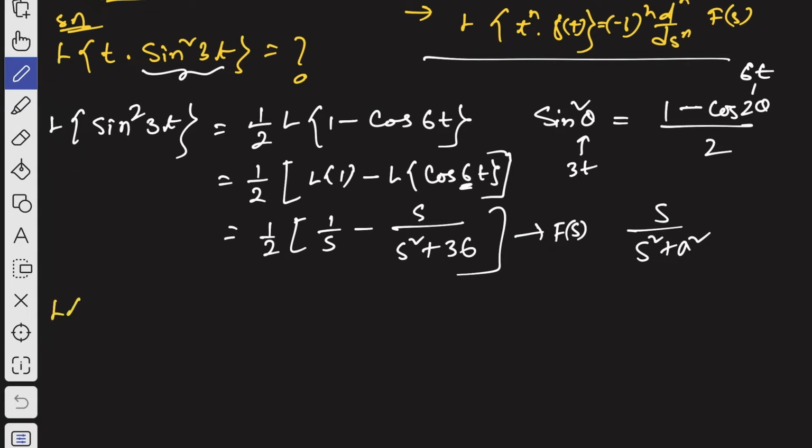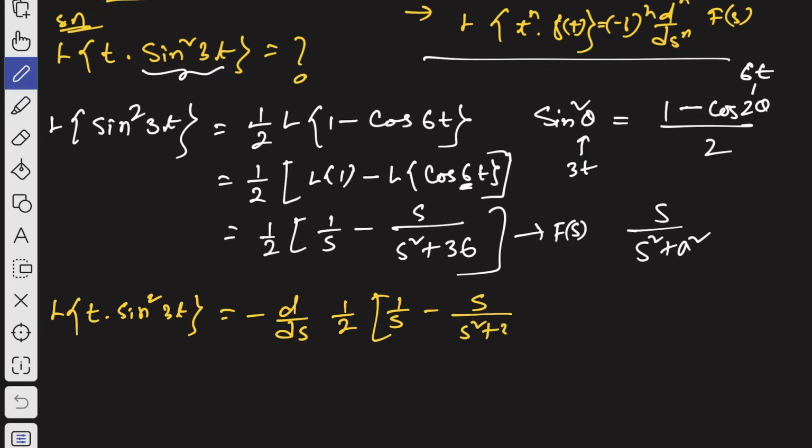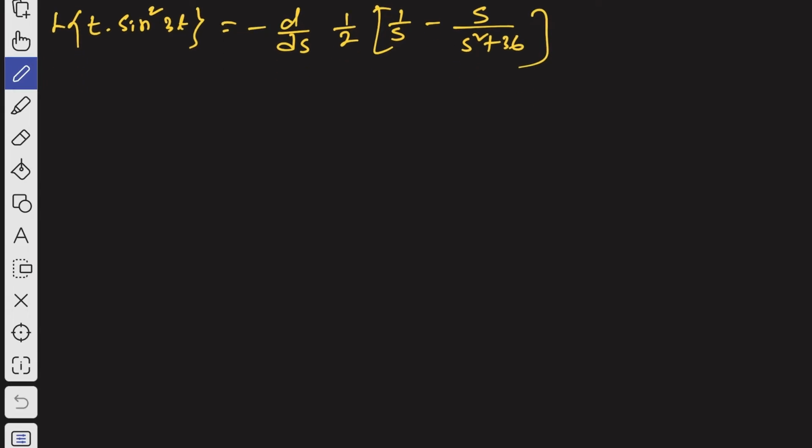So according to that, you should get the Laplace transformation of t dot sine square 3t equal to, there is only t, so that's going to be minus 1 to the power 1, that is minus 1. So simply minus first order derivative, the power on t is 1, so that's why the first order derivative of F of s. Here F of s is half, 1 by s minus s by s square plus 36. That's what we will get. So now again we need to differentiate, and let us see what you will get.